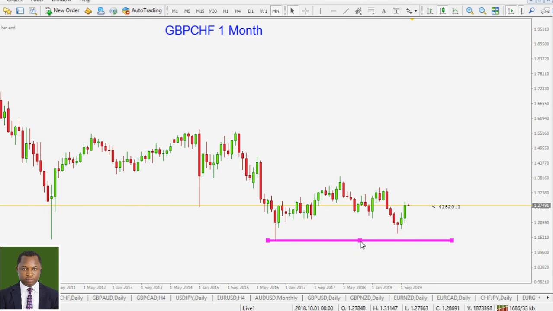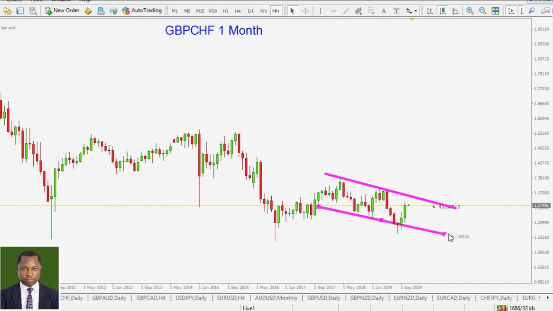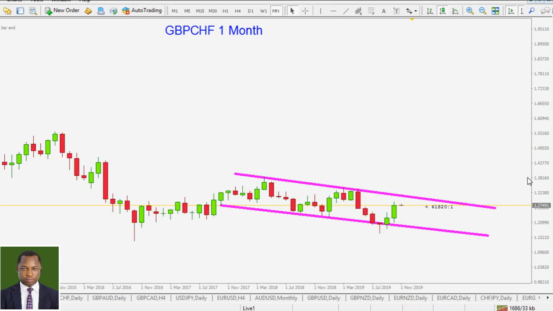Okay, next level is this one here, but I am seeing that we may also be having, just like we have in other sterling pounds crosses, a channel that gave us a fake breakout to the downside. Let's bring this chart out a bit.